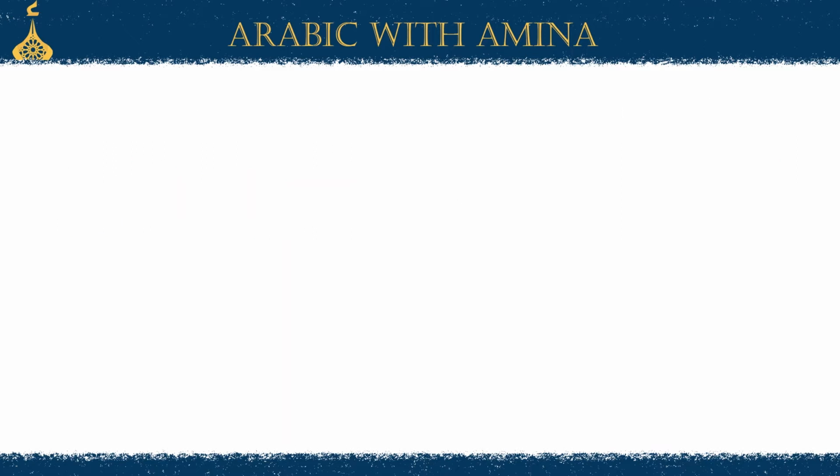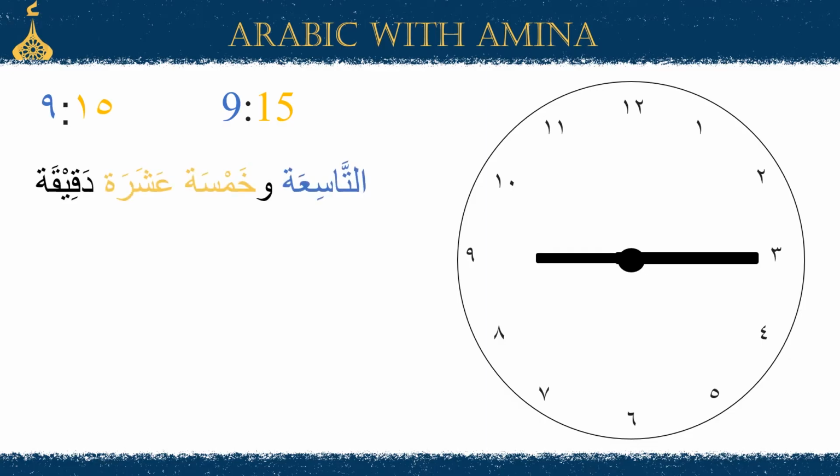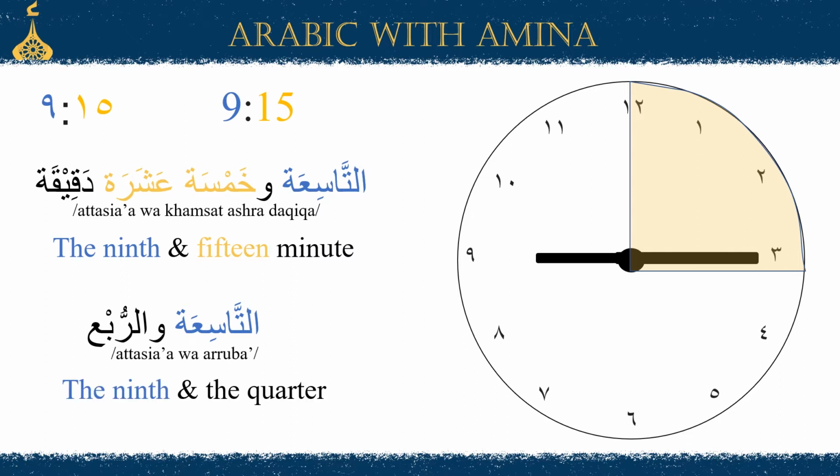Now we're just going to follow the same pattern for the next few examples, where we're going to be giving time in two ways, one by the minute and then one either by quarter, half, or third. So we can see in this example that it is 9:15, and we can say التاسعة وخمسة عشر دقيقة, which means the 9th and 15 minute. Or we know that 15 minutes is a quarter of an hour, so we can say التاسعة والربع, the 9th and the quarter.